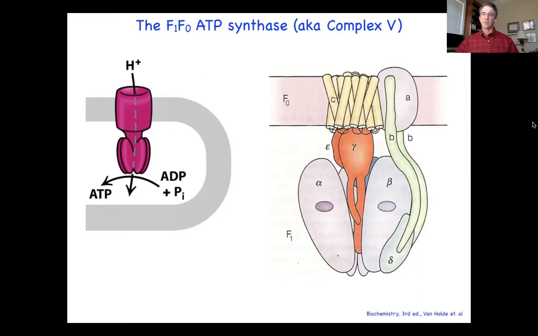Now, the other key part of this machine is this piece right in the middle, the so-called gamma epsilon stalk, right? So there's this pair of subunits, one of which is quite extended, extends all the way up into the alpha beta ball of the F1, and then another piece, the epsilon group, that's down at the base. And the gamma epsilon stalk is making very tight, close contact with the C ring of the F0, right?